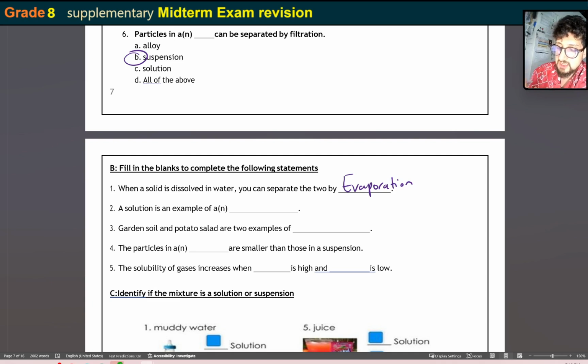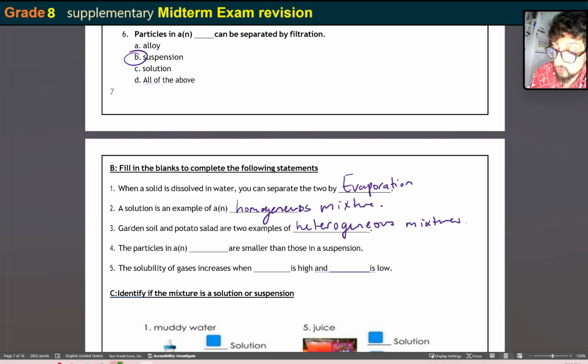A solution is an example of a mixture, a homogeneous mixture to be exact. Homogeneous just means it is made of one substance, it's completely mixed in. Garden soil and potato salad are examples of heterogeneous mixtures. Heterogeneous mixtures are on the other side of the scale from homogeneous mixtures.